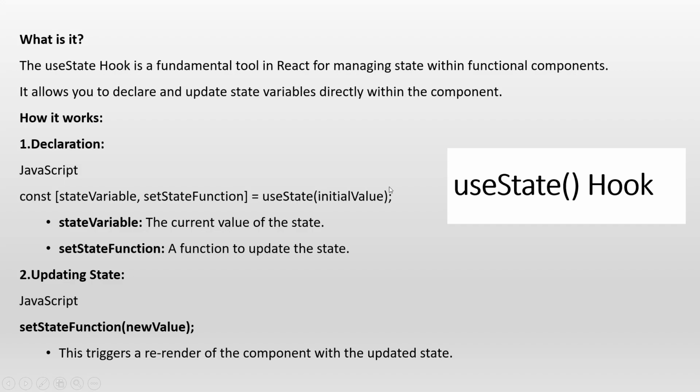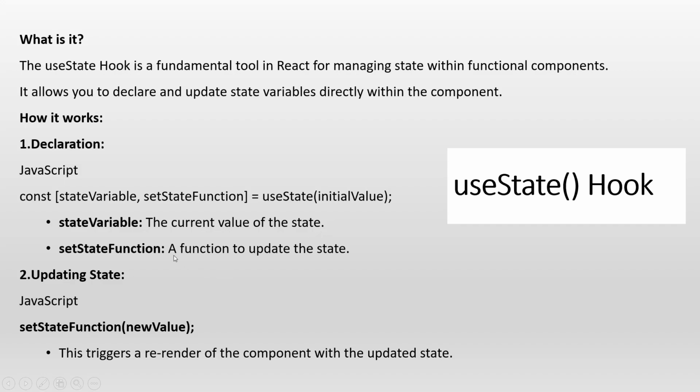After that, we are writing these brackets. Inside these brackets, we will be writing the initial value. The initial value may be a number, a string, an array, or an object. It may be anything. So let us understand what this state variable is and what this setState function is. Coming to the state variable, it is the current value of the state. If useState has an initial value, then the current value of the state is the initial value. Like if here it is one, the current value of the state is one.